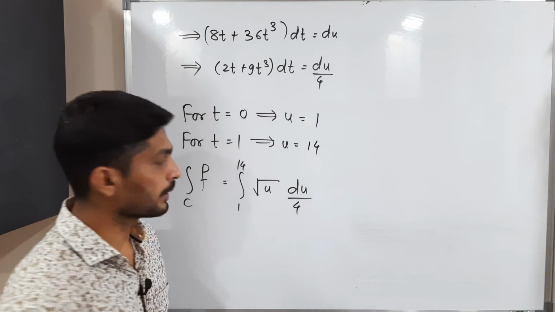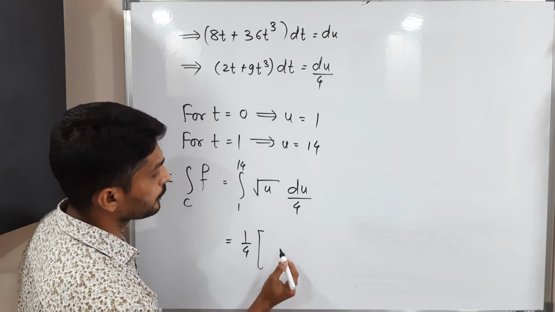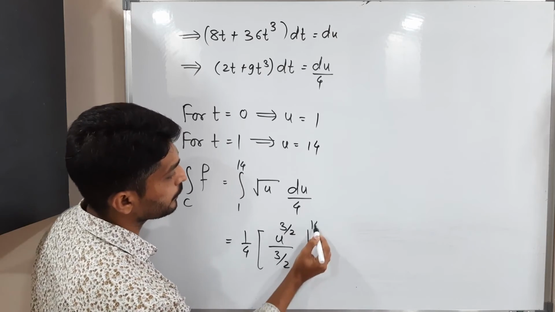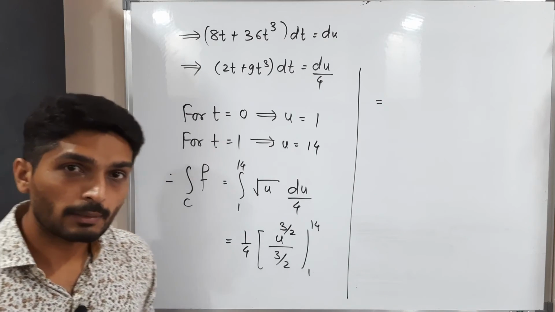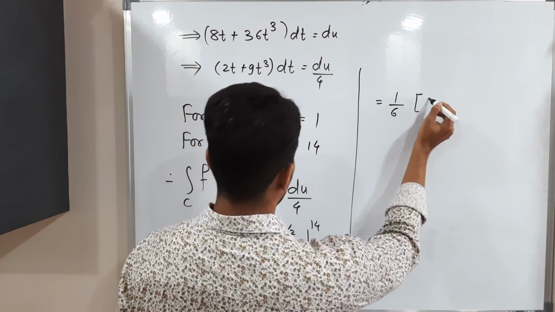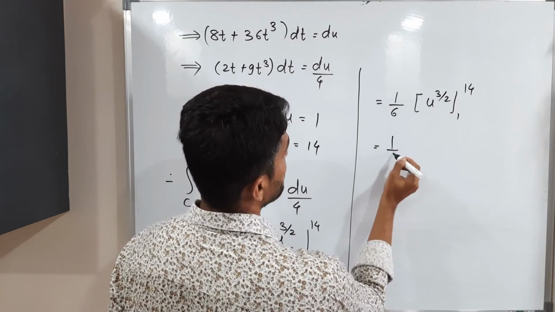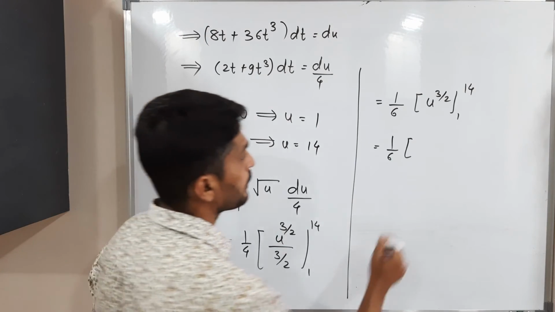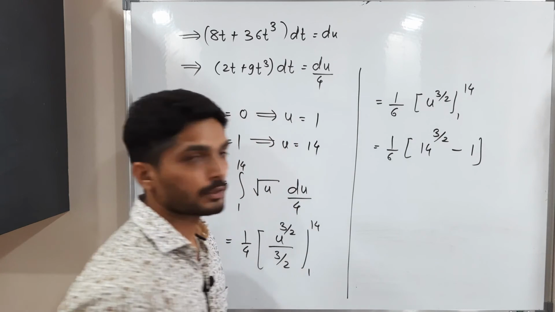This 1 by 4 is a constant and will come outside. And what is the integration of root u? It is u raised to 3 by 2 upon 3 by 2, from 1 to 14. This 3 by 2 is a constant and will come outside, and the 2 will get cancelled. We will have simply 1 by 6, u raised to 3 by 2, with limits 1 and 14. You know that we always put the upper limit first. So if I put the upper limit, 14 raised to 3 by 2, and if I put 1, 1 raised to anything is 1. So this is the required answer.